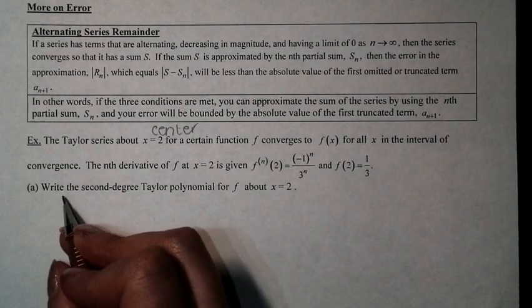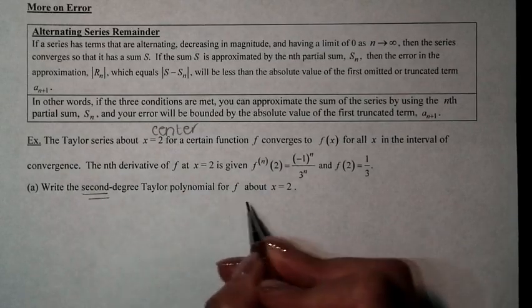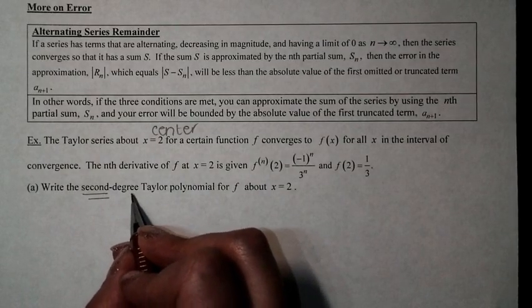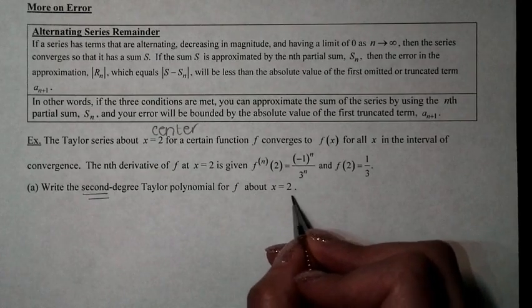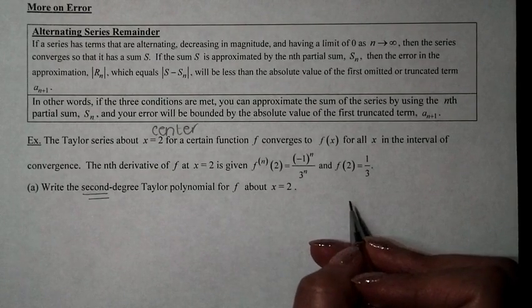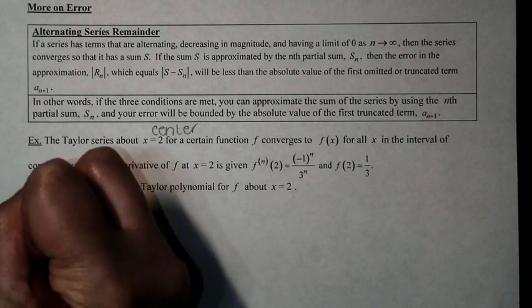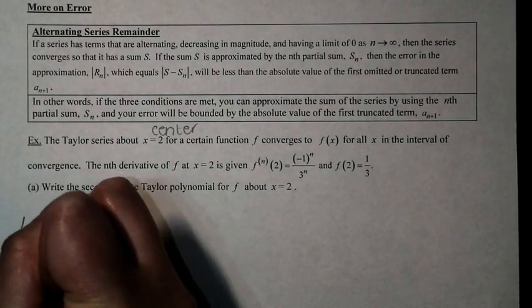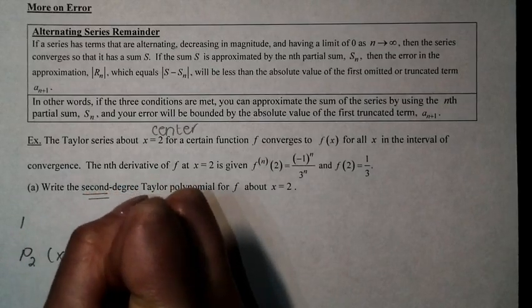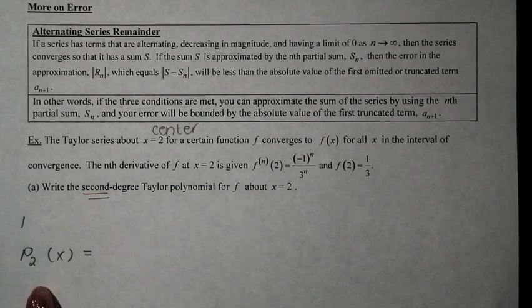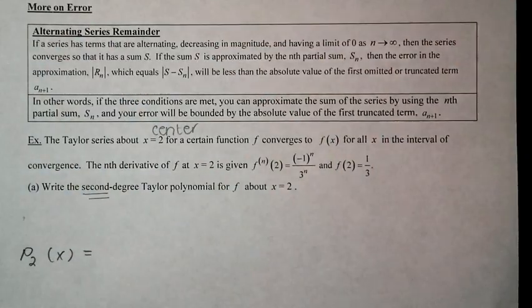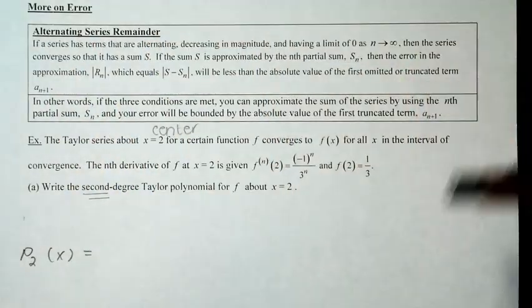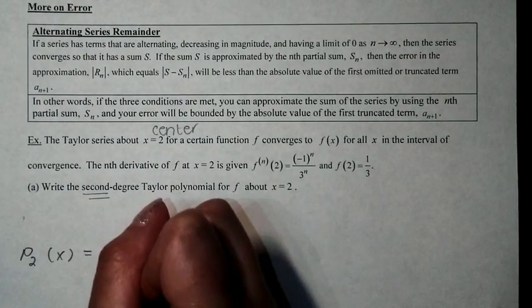Now they are asking you to write a second degree Taylor polynomial, so the maximum power of this polynomial should be 2, for f about x equals 2. So since you know the Taylor polynomial form, what we're going to do here is write a second degree Taylor polynomial. I'm going to leave some space for more work if needed. So what are we going to do? We start with f of 2 in this situation, which is 1/3.